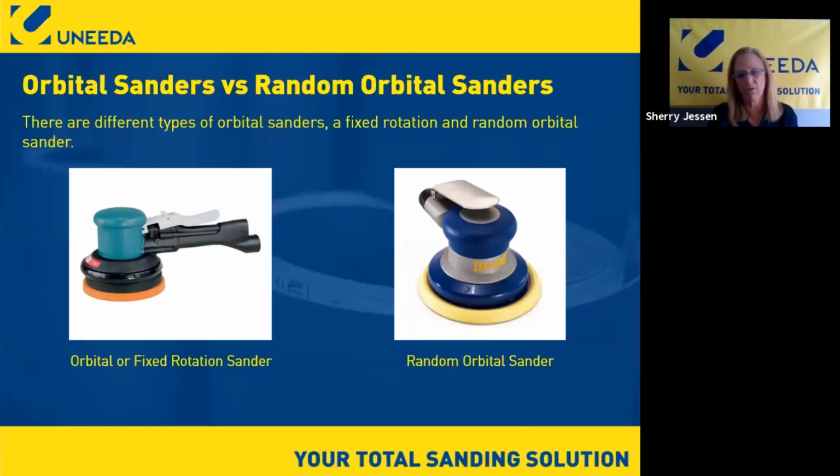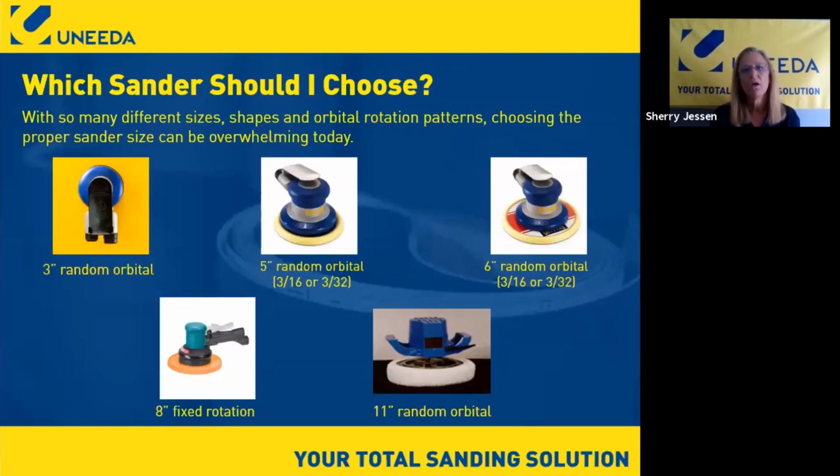You can see the picture of ours on there. It's just a standard 5-inch random orbital sander. Which sander should I choose? So looking at a job, there are so many different types of sanders out there now. You have square, you've got round, you've got 3-inch, 5-inch, 6-inch, 8-inch, 11-inch. And to determine what sander you need, you have to look at the job you're doing.